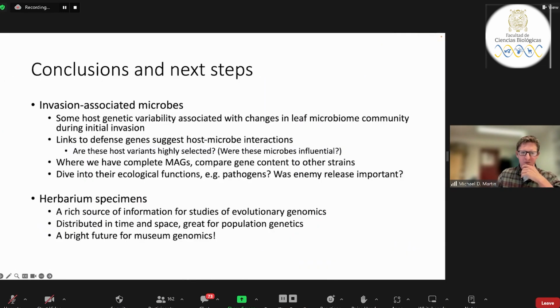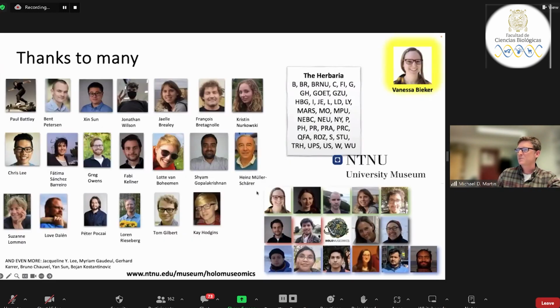And these approaches don't just apply to plant collections. Any museum collection, you can really do the same thing if there's enough specimens of your taxon of interest.